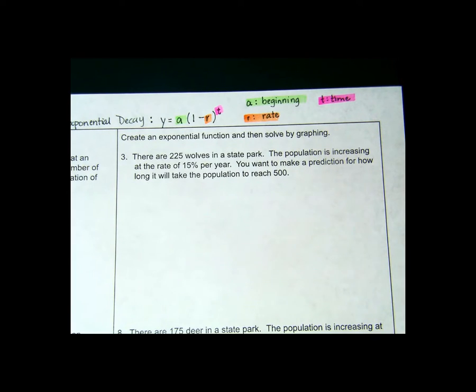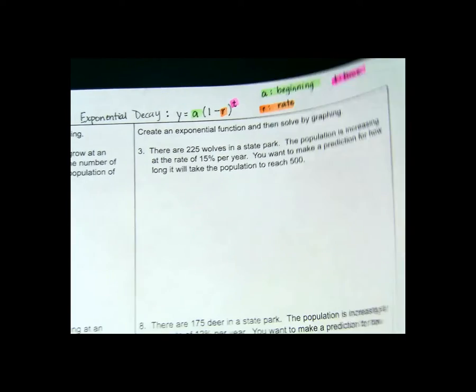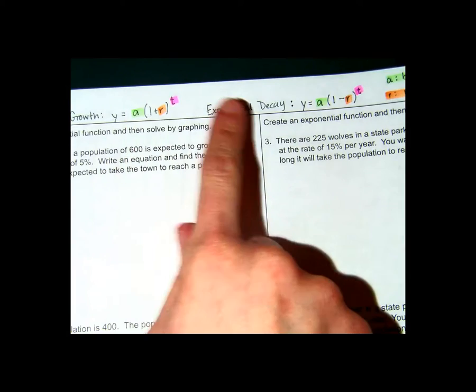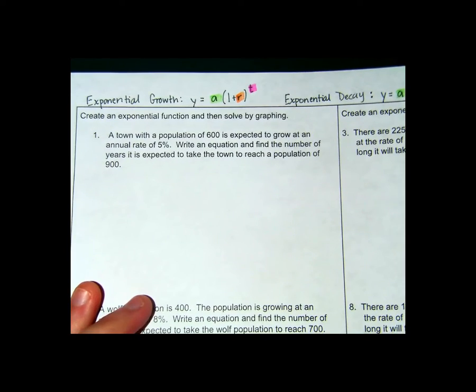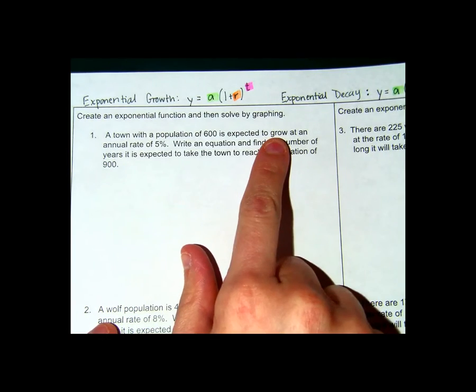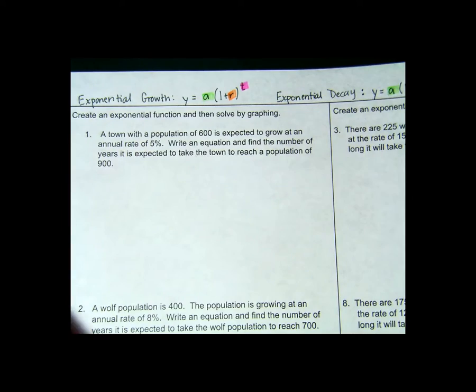Okay, so let's look at number 1. We're going to talk about how we can find whether it's first exponential growth or decay, and then how to create one of these equations. So number 1 says create an exponential function and then solve by graphing. So we're going to do both. Number 1, a town with a population is expected to grow. Key word there, I'm going to highlight that in blue.